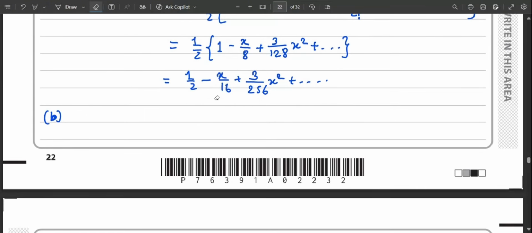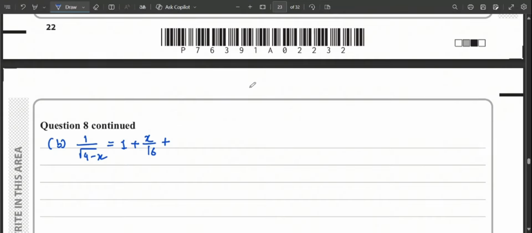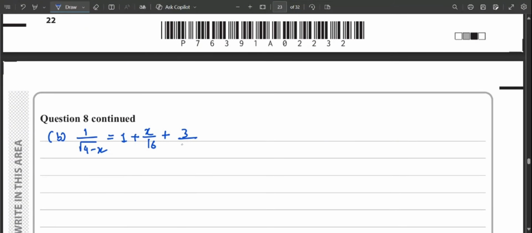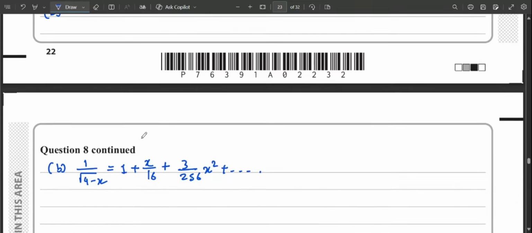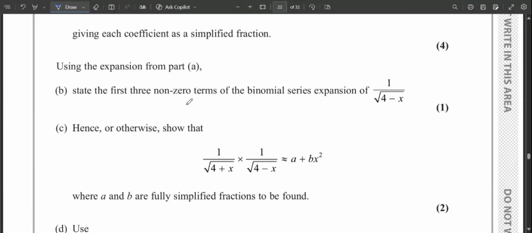In part B, we just have to state the first three non-zero terms, and that's why our marks is 1. Now for part C, we can use part B, or we can use any other method to show that 1 by root over 4 plus x into 1 by root over 4 minus x will give us a plus b x squared, where a and b are fully simplified fractions.